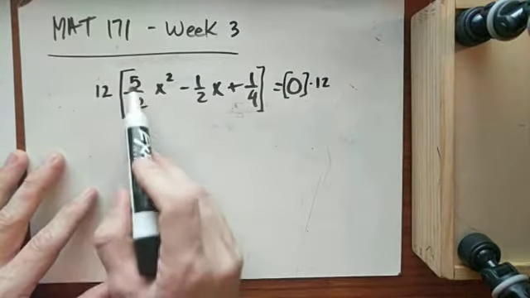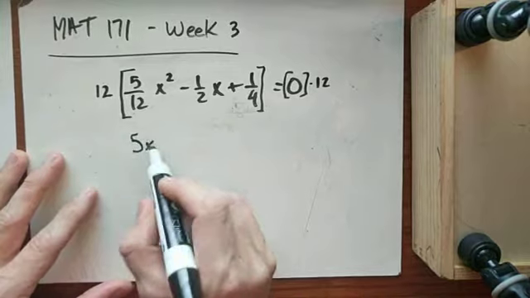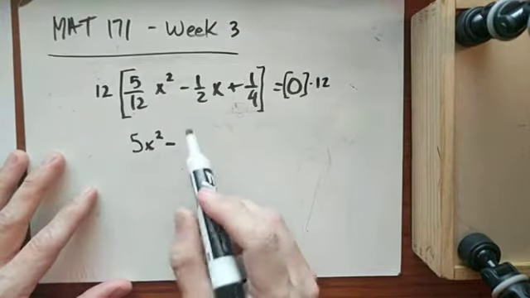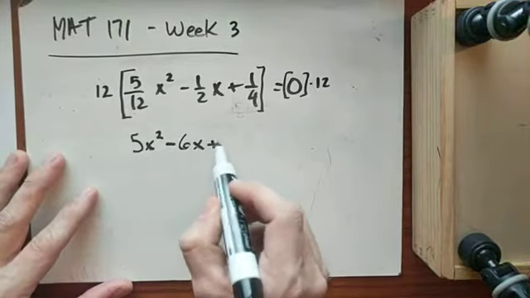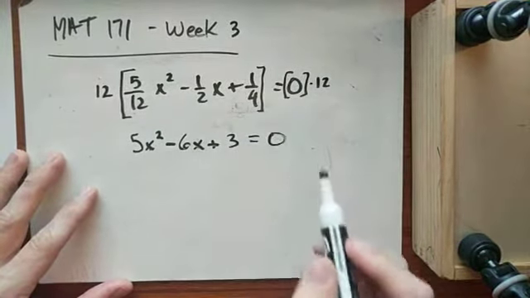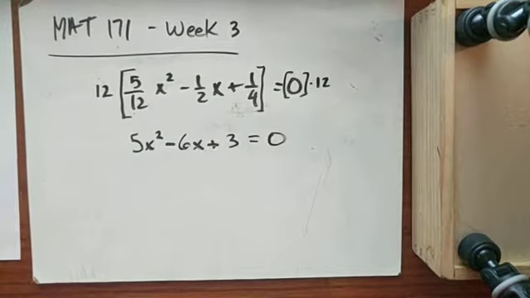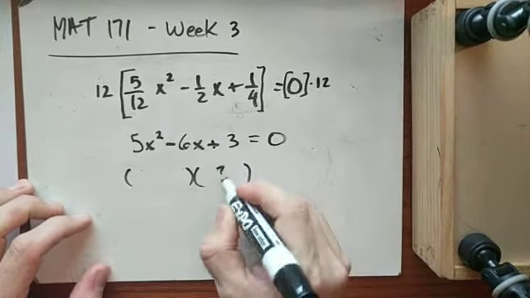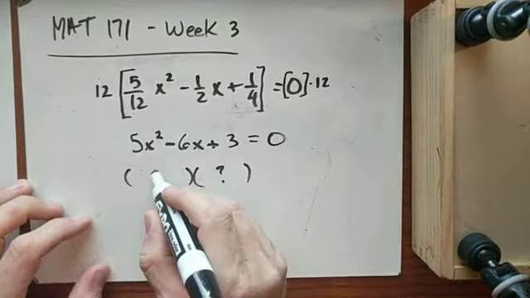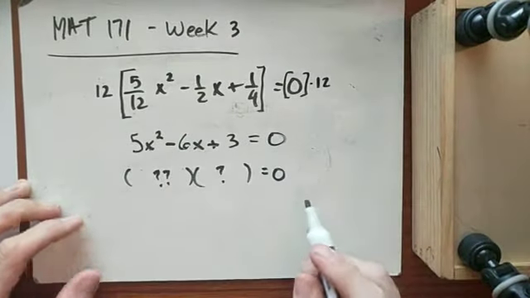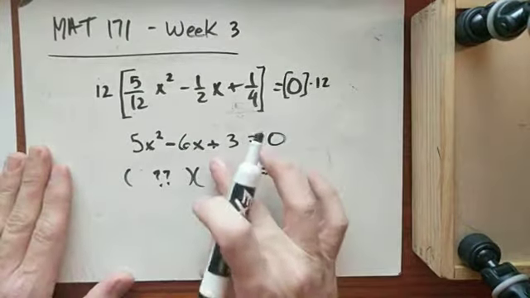So here the 12's cancel out, and you're left with 5x squared. Here I'm going to multiply 12 times 1 and then divide by 2, so that's 6x. And then 12 times 1 divided by 4 is 3. And so this is much easier. Now, what you could do is try to factor this, right? You say, okay, what times what else is 0? And, you know, this doesn't work out, unfortunately.